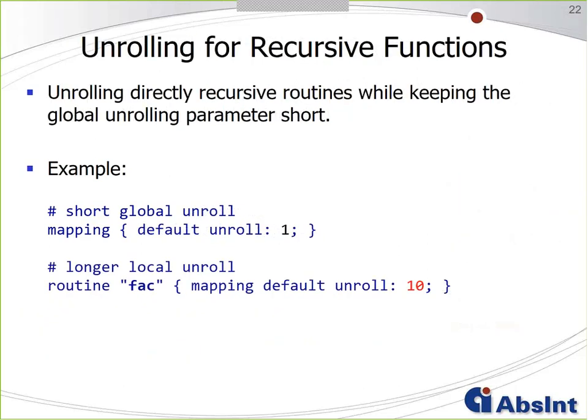Similarly, we now offer a default unrolling also for local routines, for recursive routines. You can keep the global unroll factor very low, like in this example, where it is chosen to be 1. But if you have a recursive function like this factorial here, you could say, let me unroll that further in order to have a higher analysis precision. Then the unrolling will only be done for this recursive function, like you probably know from loops that you could already unroll locally. So this feature is now also available for recursive functions.